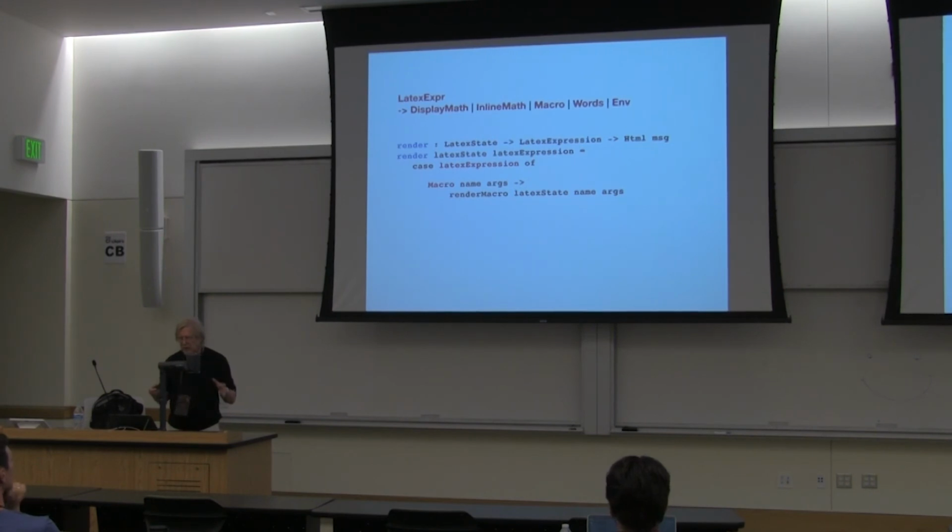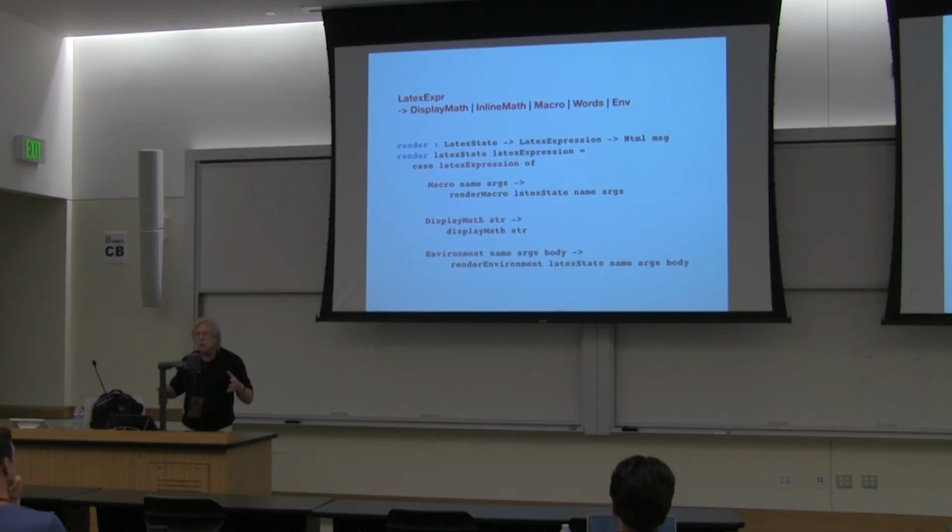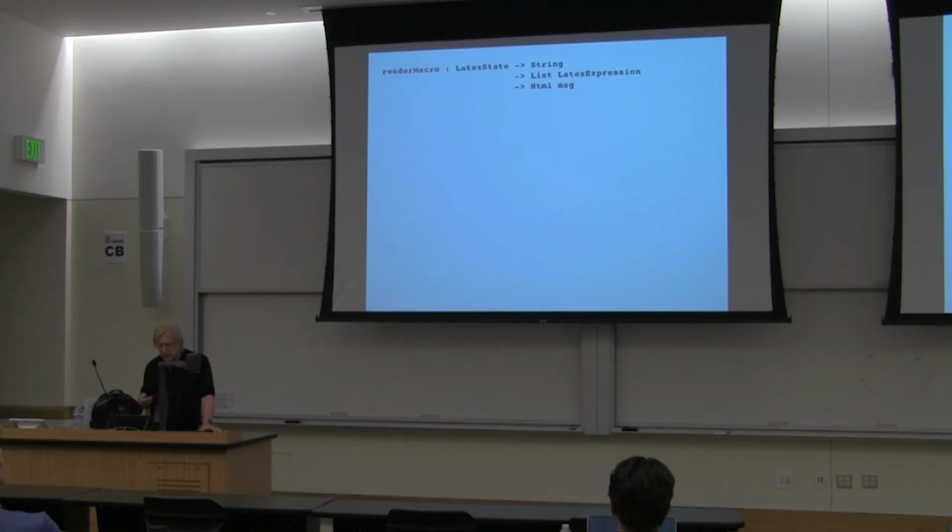So here's how it's going to work. We are going to have a case statement, one for each thing on the right-hand side of that production. I won't list them all, but there are a bunch of them. Now we're going to look at one or two of these. Let's look, for example, at the function for rendering macros. It takes this mysterious LaTeX state thing as an argument, and also the payload: the name of the macro, that's the string, and its arguments, that's the list of LaTeX expressions, and it's supposed to produce HTML.